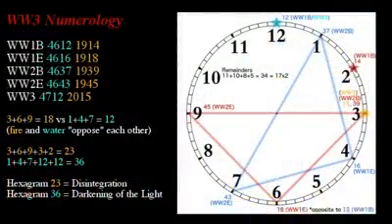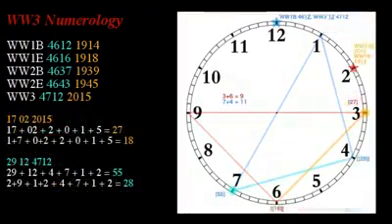The World War years can be plotted on the clock to form 2 triangles. The sum of the solar triangle is 18, and the sum of the lunar triangle is 12, which opposes 18 on the clock. If we add the other 2 numbers to each triangle, then we have 23 and 36. Hexagram 23 means disintegration, and hexagram 36 means darkening of the light. Now, the 17th of February 2015 perfectly fits these 2 triangles, and the year World War I began. Also note that 9/11 is indicated.